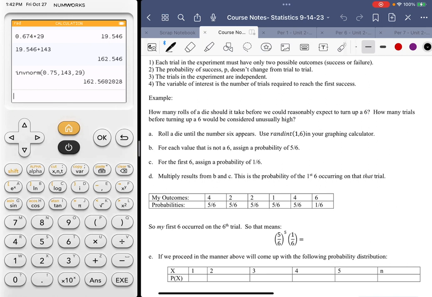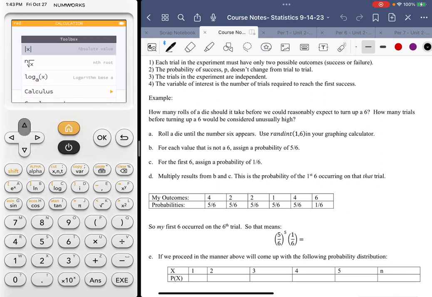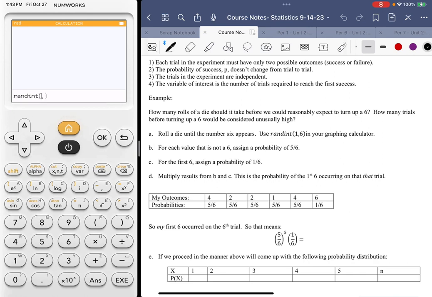The random integer function can be found in the toolbox. Let me just get rid of this stuff here. So toolbox, I'm going to take you right back to the beginning. If you reset a calculator and went in for the very first time, this is where you would land. Probability, go to random, and then you'll see randint, random integer in the interval of a to b. We're going to select that.